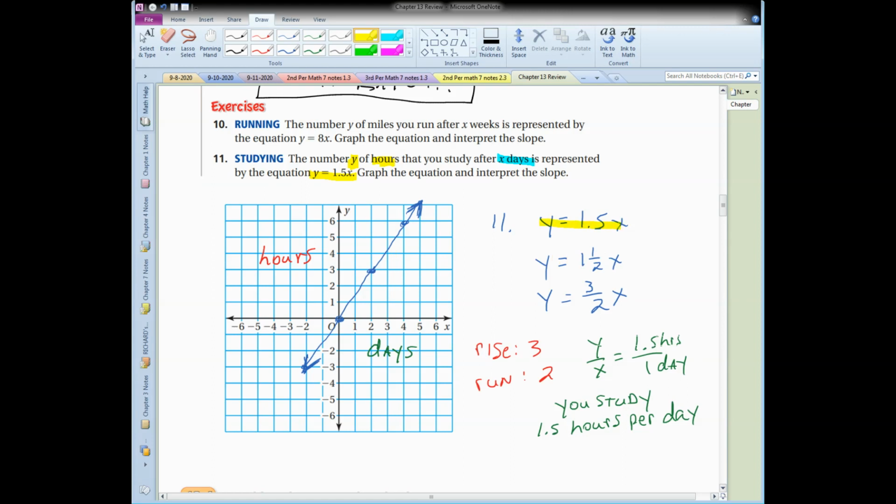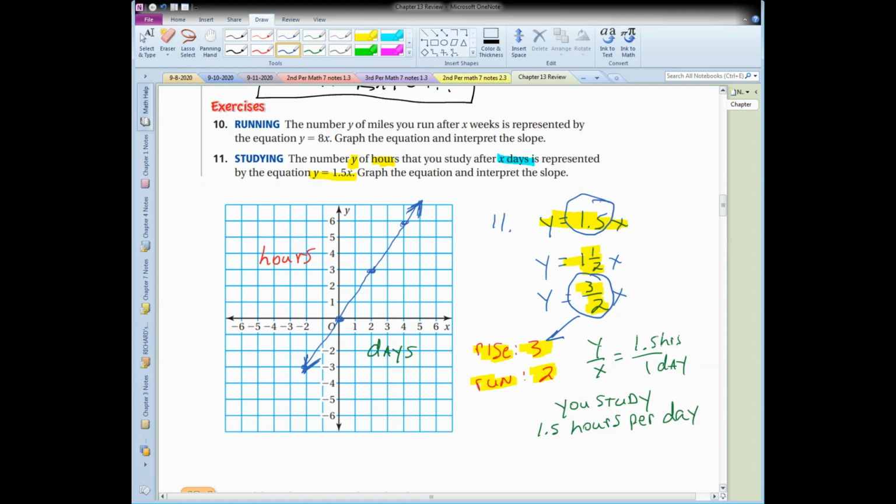Y equals 1.5x. Or I can write it like this, 1 and 1/2 x. And the reason I do that, why am I doing that? Because then I can turn my mixed number into an improper fraction. Why do I want to do that? Because then it helps me to graph the equation of the line. Because I can use 3/2. I can say, well, now I know what my rise is, and I know what my run is. So the bottom line is when you have a decimal, turn it into an improper fraction. So that way you can see what the rise and the run are.